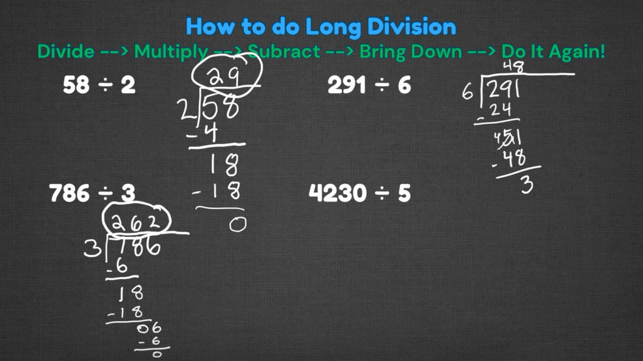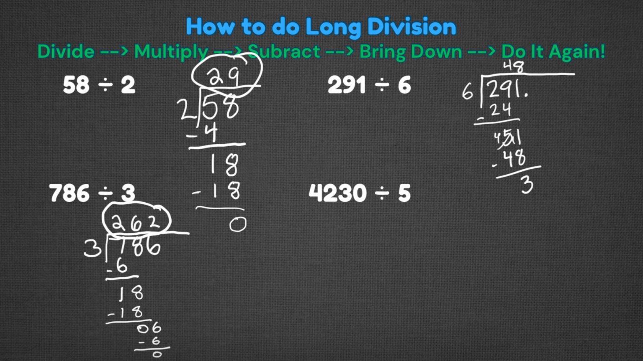Now this is where we have a decision to make. We can put remainder 3 because that's what we're left over with. And that's usually what you need to do when you first learn how to do long division. If you are not first learning how to do long division and your teacher would like you to go to decimals, this is what you do next.